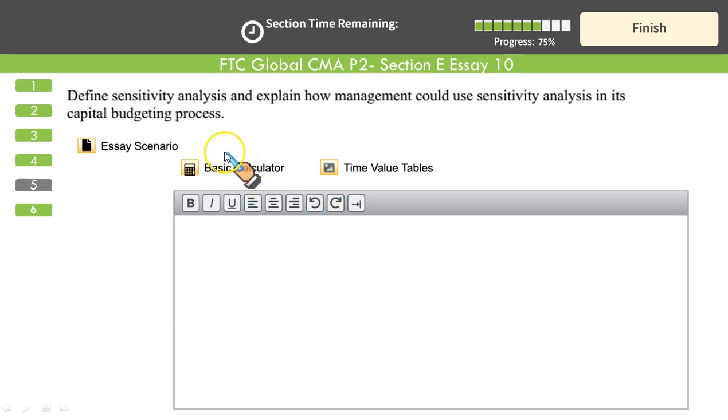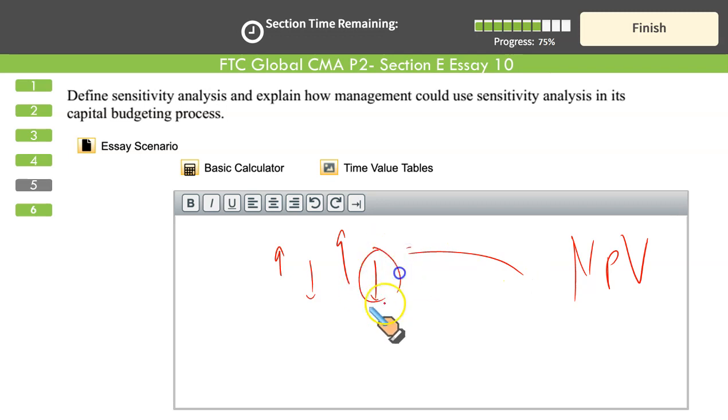Then the next question, which we have done repeatedly in many of our previous essay-type questions: define sensitivity analysis and explain how management could use sensitivity analysis in its capital budgeting process. Sensitivity analysis is basically a what-if technique. We change the variables that make up the various components of the project. Changing these variables will impact the NPV. Which of these factors can cause the greatest swing in NPV? Our project would be most sensitive to that variable. It could be labor cost, material cost, tax rates, depreciation, etc.